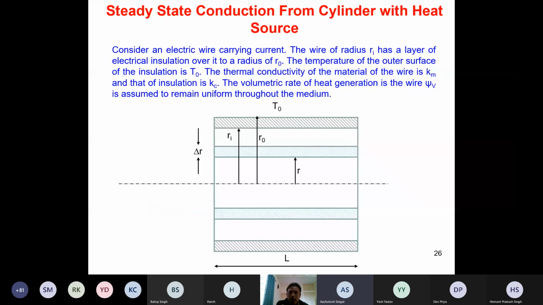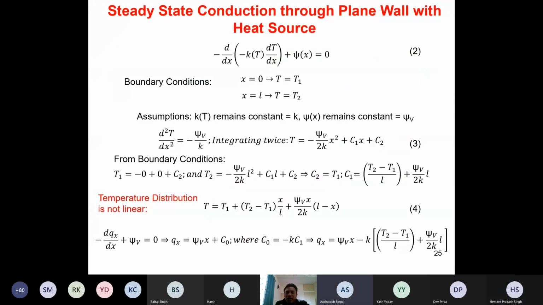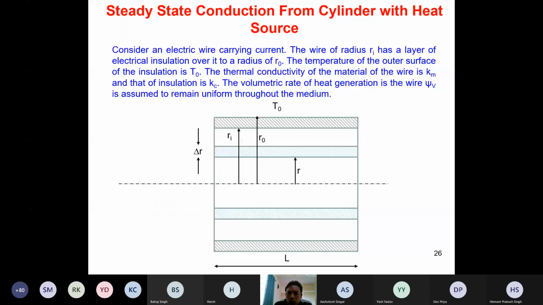Okay, so we stop here. We will look at the cylindrical wall with heat generation in the next class. Cylindrical and spherical wall with the heat generation in the next class. Clear? We stop here unless you have any doubt or any question you want to ask me.